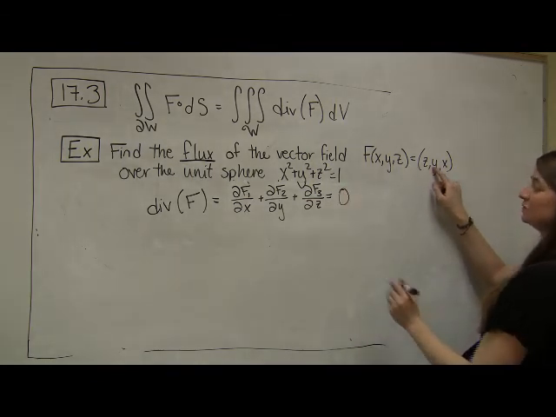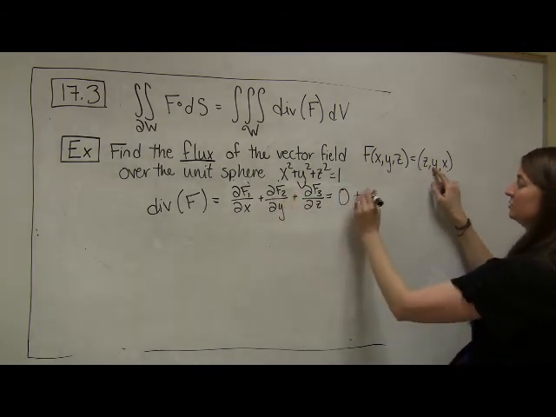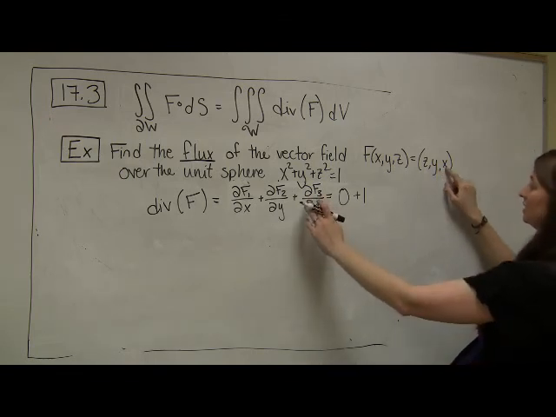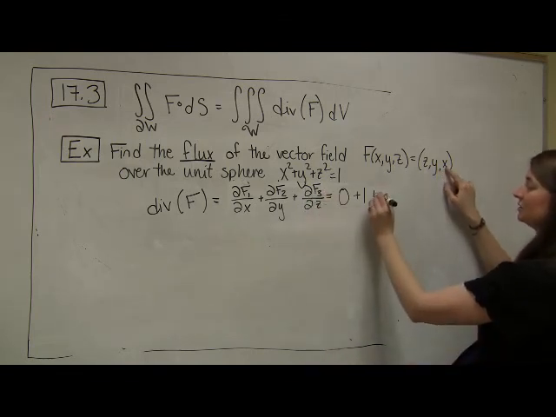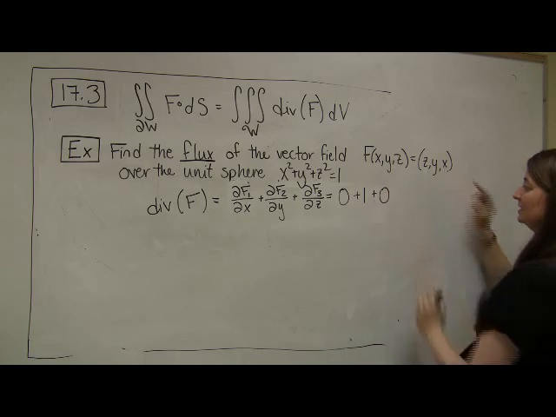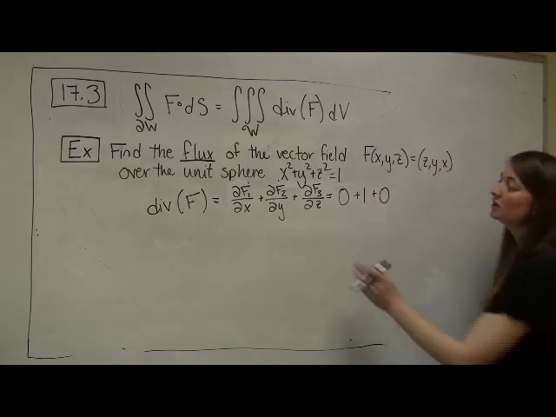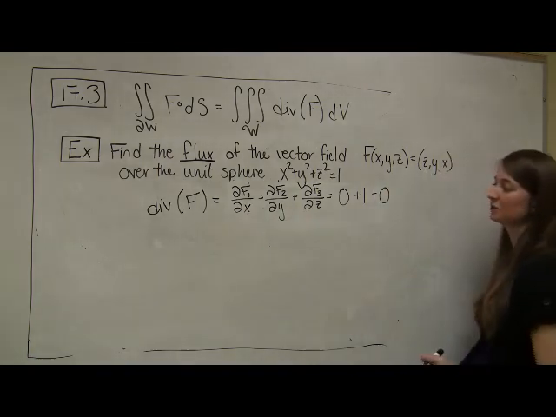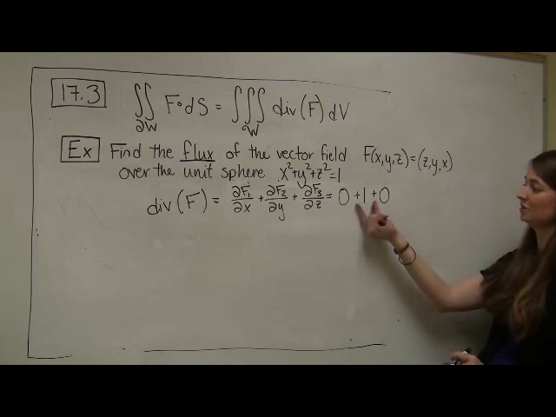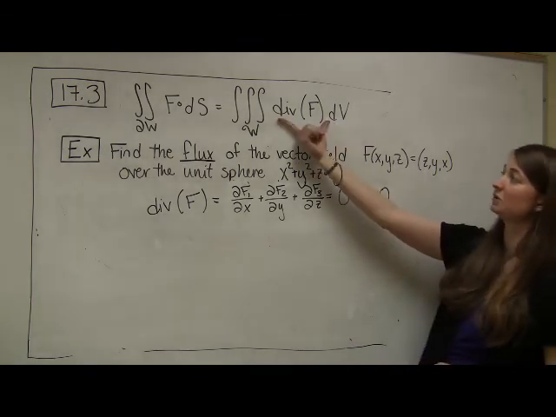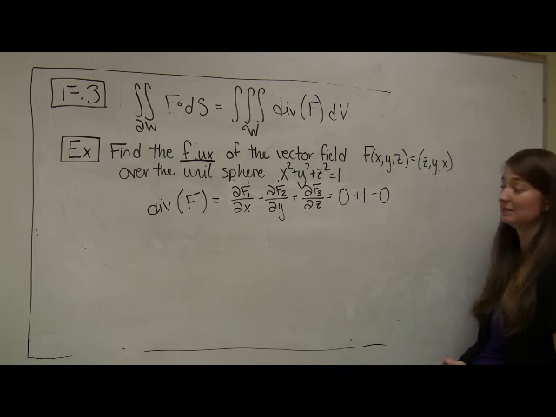The second component is y, so the partial with respect to y is 1. And the last component is x, so the partial derivative with respect to x is 0. Notice that you could get a function of x, y, and z. It might not be the constant 1. And that's okay, because we know how to integrate if we have x, y, and z.